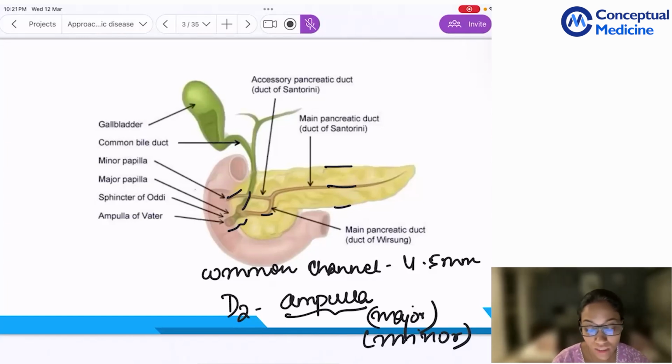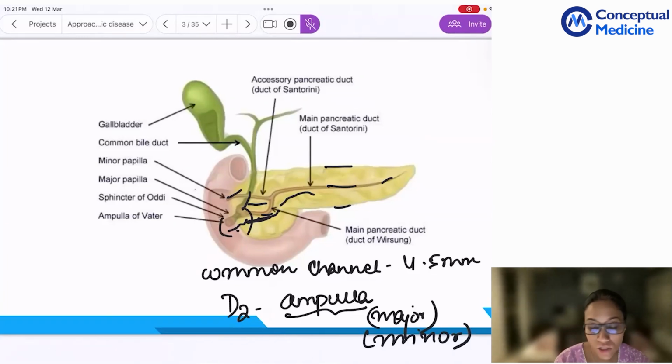That is, you have the drainage of the pancreatic secretions coming from your main pancreatic duct. It is joined by the ventral duct. Together, they form the main pancreatic duct, which combines with the CBD and opens at the ampulla.